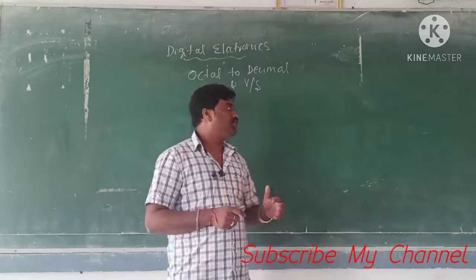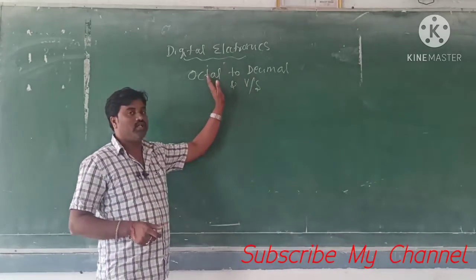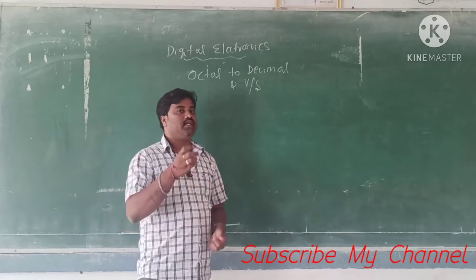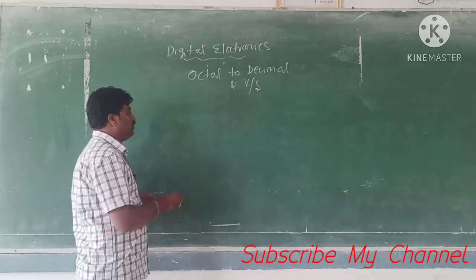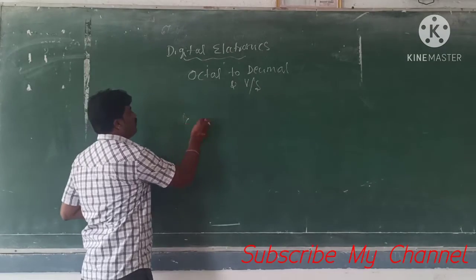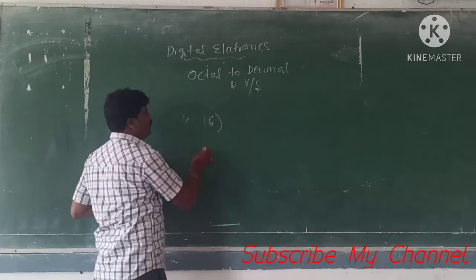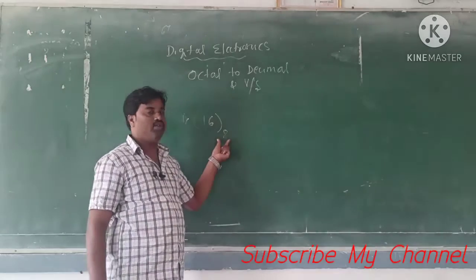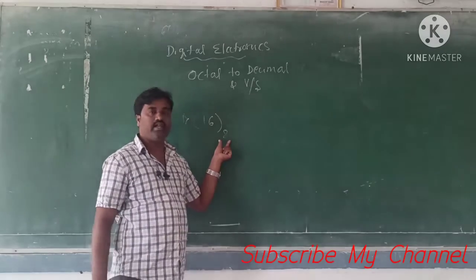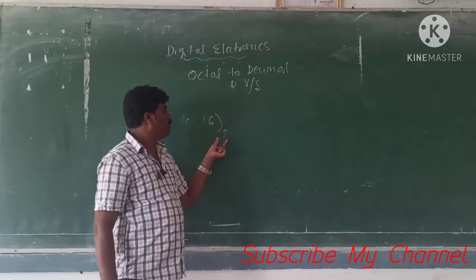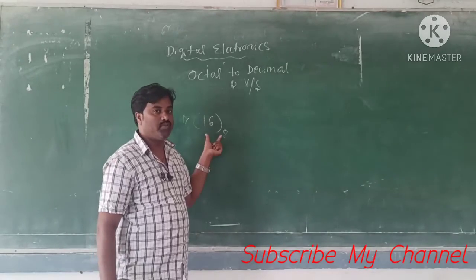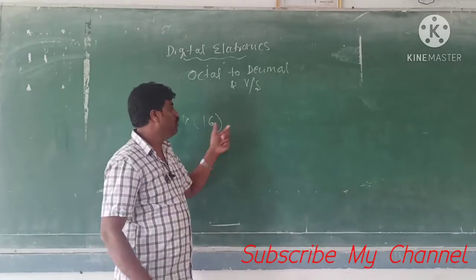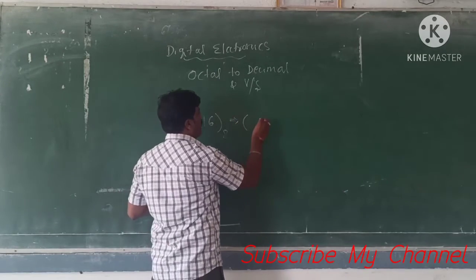We will first discuss how to convert octal to decimal number system with an example. Consider one simple example, 16, where the base or radix value of 16 is 8. So it is considered as an octal number system. How to convert this octal number system to decimal number system?